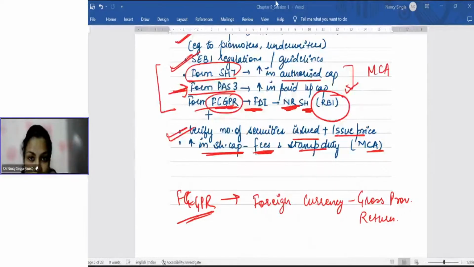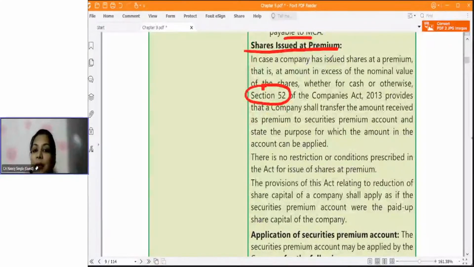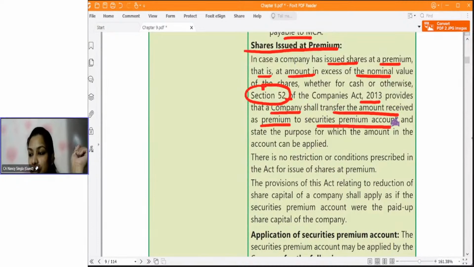Now let us have a look at this premium wala topic from your module. So shares issued at a premium. In case the company has issued shares at an amount in excess of nominal value, Section 52 of the Companies Act provides that the company shall transfer the amount received as premium to securities premium account and state the purpose for which it is to be applied. As such, there is no restriction on the issue of shares at a premium.